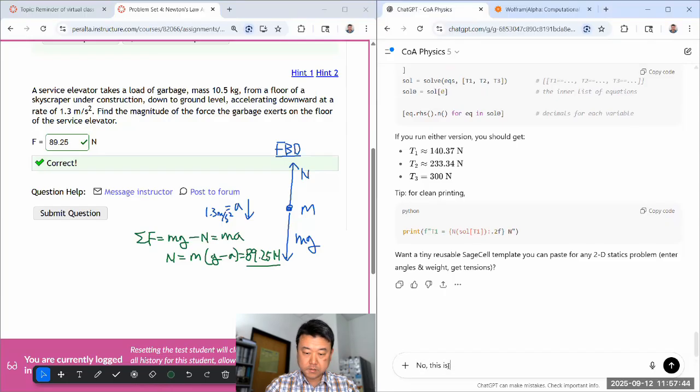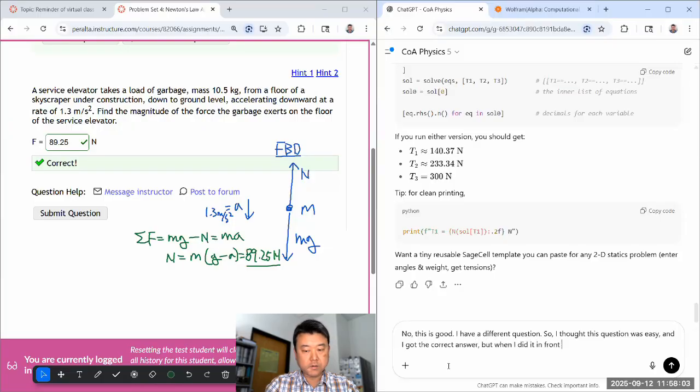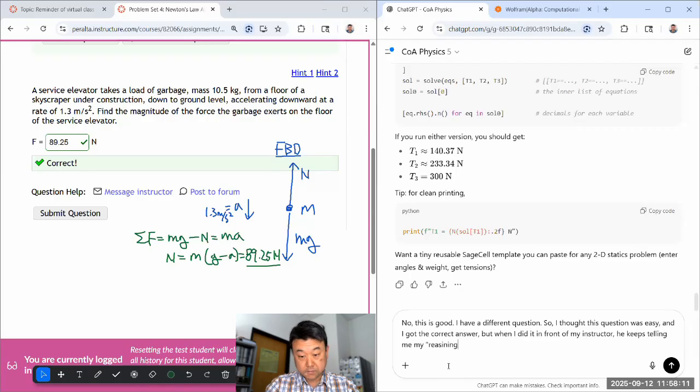No, this is good. I have a different question. I thought this question was easy, and I got the correct answer, but when I did it in front of my instructor, he keeps telling me my reasoning is wrong, and refuses to explain. Now that won't ever happen. I will eventually explain. Can you help me?